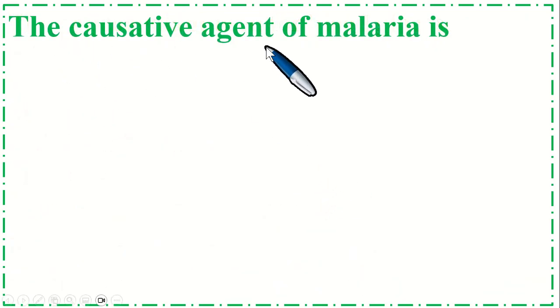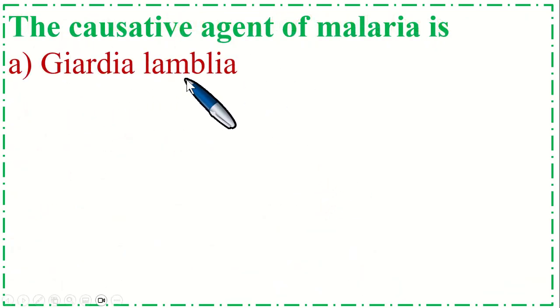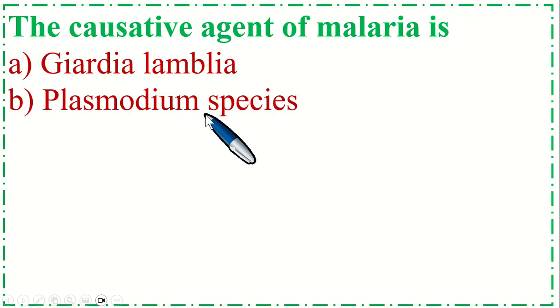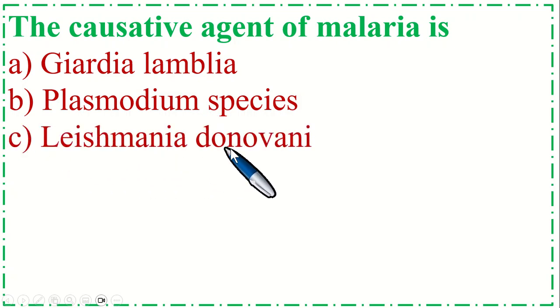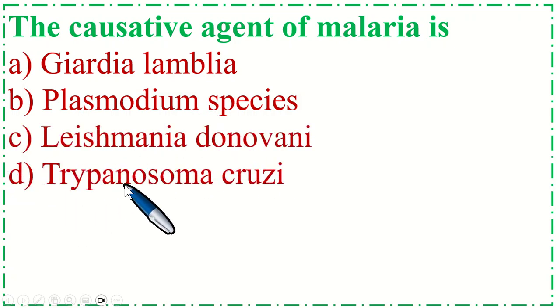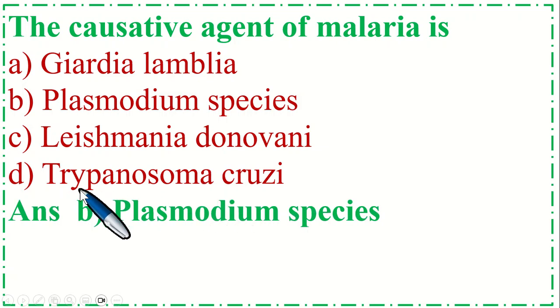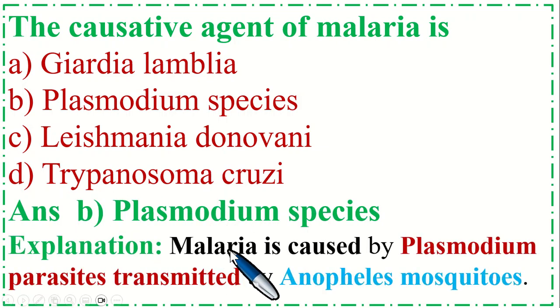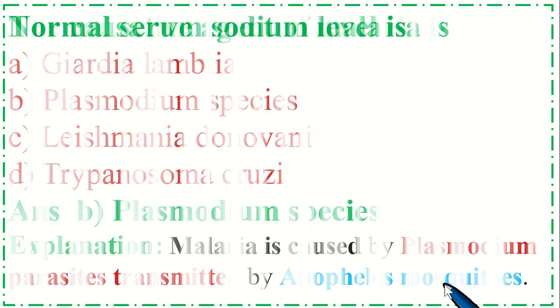The causative agent of malaria is option A, Giardia lamblia, B, Plasmodium species, C, Leishmania donovani, and option D, Trypanosoma cruzi. So the correct option is B, Plasmodium species. Malaria is caused by Plasmodium parasites transmitted by Anopheles mosquitoes.